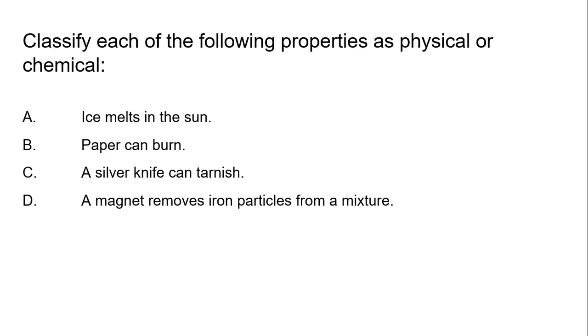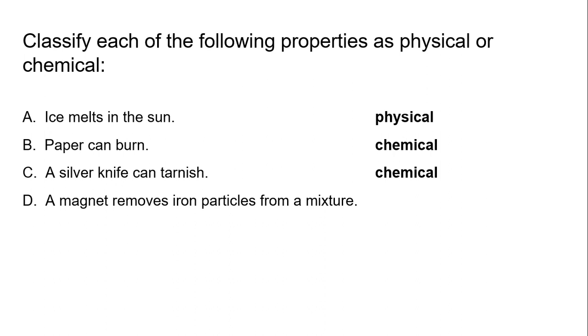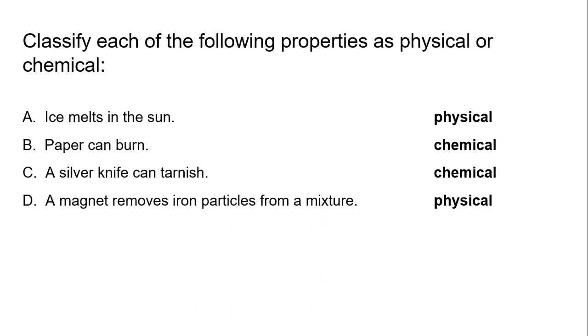All right, so let's take a look at this. Classify each of the following properties as physical or chemical. Ice melts in the sun. That's a physical. Paper can burn. That's a chemical. A silver knife can tarnish. That's a chemical. And a magnet removes iron particles from a mixture. That's a physical. So understand these. Read back those slides so you understand the difference between chemical and physical. And that's it. Thank you.